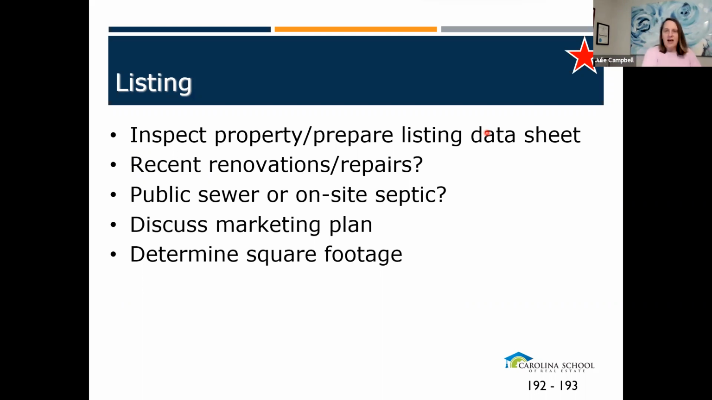Have your listing data sheet with you. Take pictures if allowed, if the seller's okay with that. But do what you can to make sure that you can best market and advertise the property.